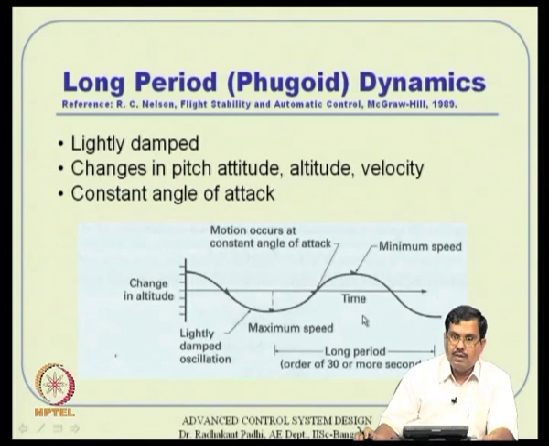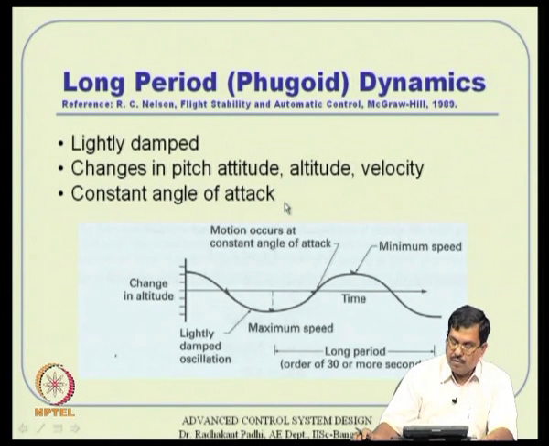Then long period is the reverse way of looking at the thing. It is not a short period oscillation; essentially the entire vehicle goes up and down in a relatively longer time. There is an exchange of kinetic energy and potential energy: the entire vehicle goes up, then slowly comes down, then again goes up, then comes down like that. In that process it changes the pitch attitude, altitude and velocity, and all this happens with a constant angle of attack. Angle of attack does not change. Remember, angle of attack is the angle between the attitude of the vehicle and the free stream velocity, so that remains fixed here.